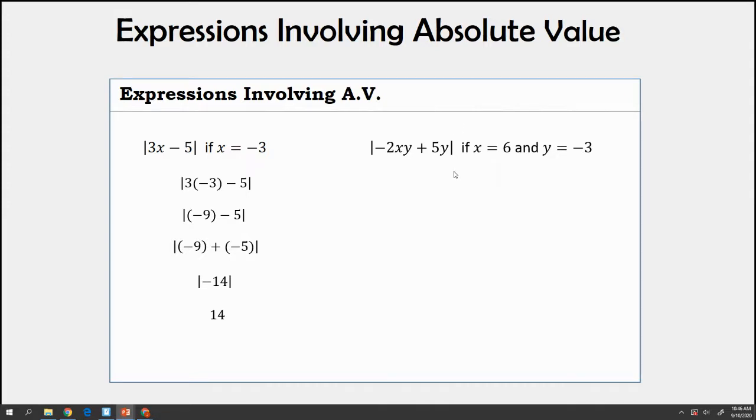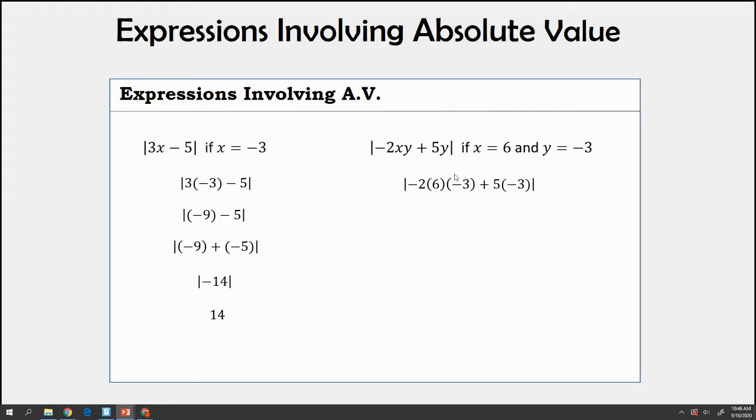Another example, a little bit more to it, but it's the same concept. So it's the absolute value of negative 2xy plus 5y. X is 6, y is negative 3. So our first step in our process is to substitute it all in. So in place of x, I'm putting 6. In place of both of the y's, I'm putting negative 3. Now we got to go to work. We're inside the absolute value and we want to simplify this.